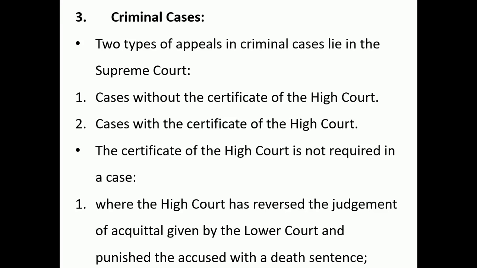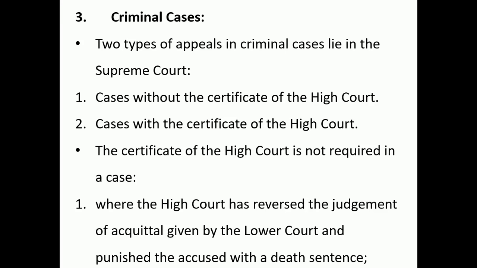a death sentence. Suppose just imagine a case came in the lower court or subordinate court in which the lower court released the culprit, but when the case came to the High Court, the High Court reversed, cancelled the judgment of the lower court and punished the accused with a death sentence, capital punishment. So in such cases, even without the certificate of the High Court, we can move to the Supreme Court with the appeal. So I think it's very clear to you.